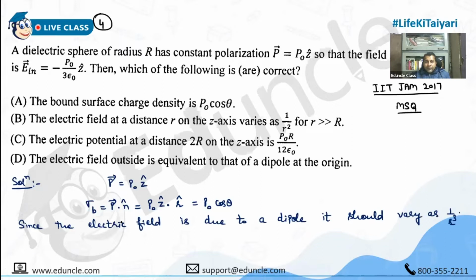Because the electric field is due to a dipole, na? So it will vary as 1 by r cube. So this one is clearly wrong. Bound charge density, surface charge density is P naught cos theta.